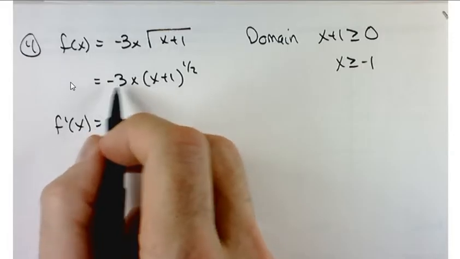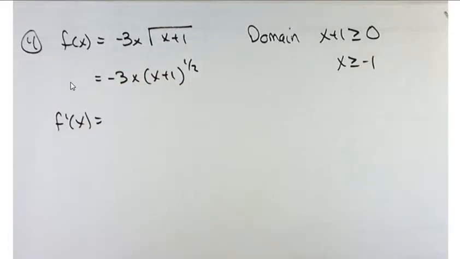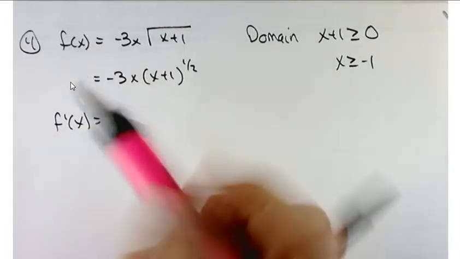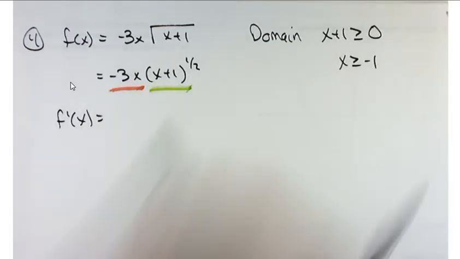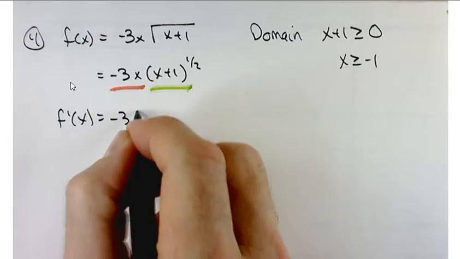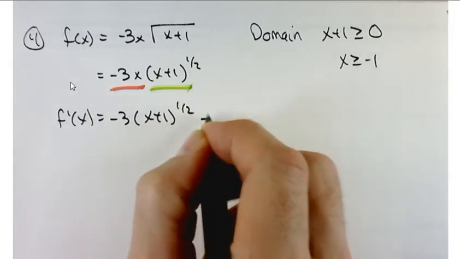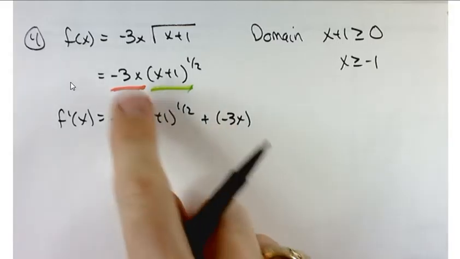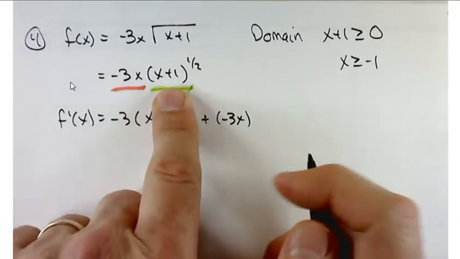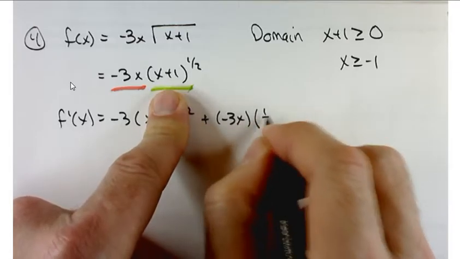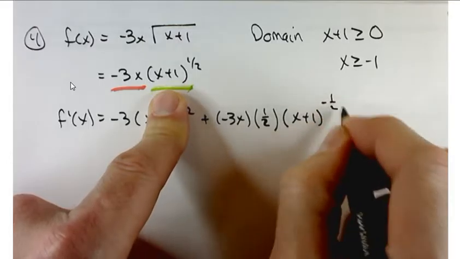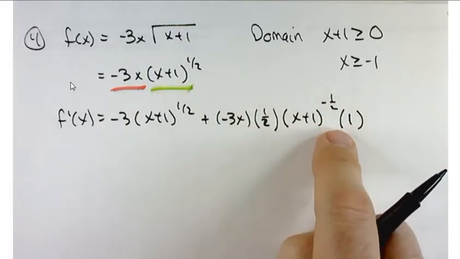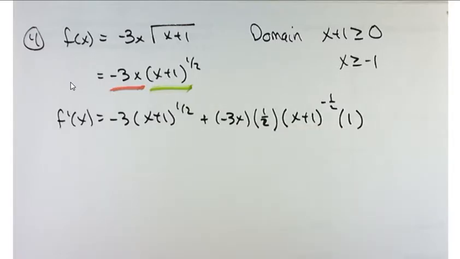That's good. So, derivative of the first. Let me at least do this. So, that whole thing is our first. That's our second. Derivative of the first is negative 3 times x plus 1 to the 1/2 plus first times the derivative of the second. What's the derivative of the second? 1/2 x plus 1 to the minus 1/2. Technically, there's a times 1 there. Where's the times 1 coming from? Well done. Derivative of the inside, the chain rule.